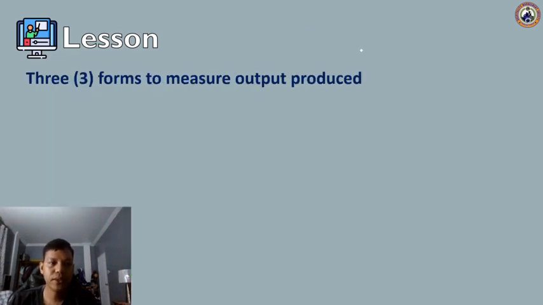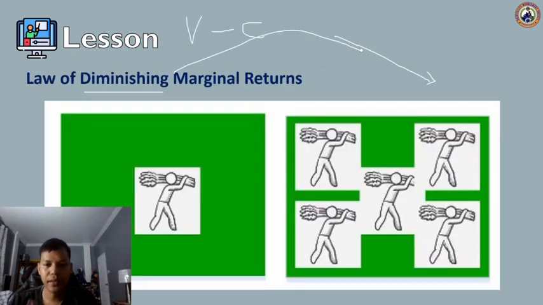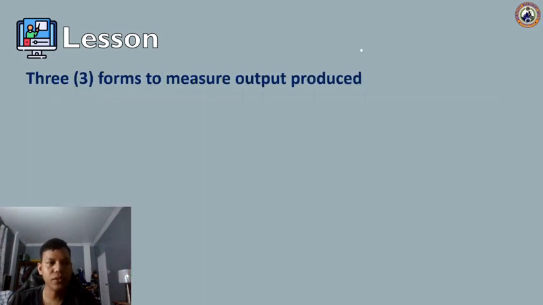Now let's proceed to the three forms to measure output produced. Again, if we add a factor of production, it will actually result in a smaller increase in output. So there are three forms to measure the output produced. The first one is the total product, or the TP. It is the combined production of several units of a given input.